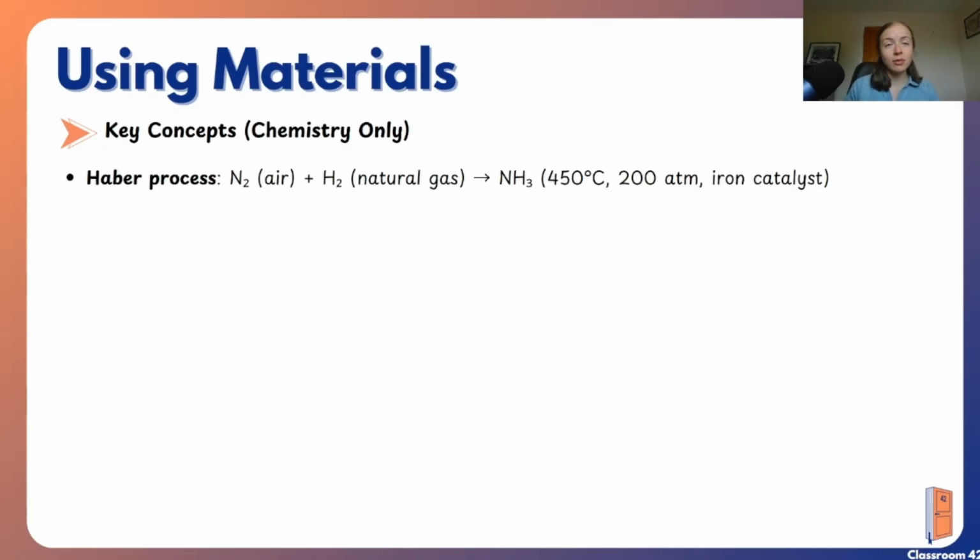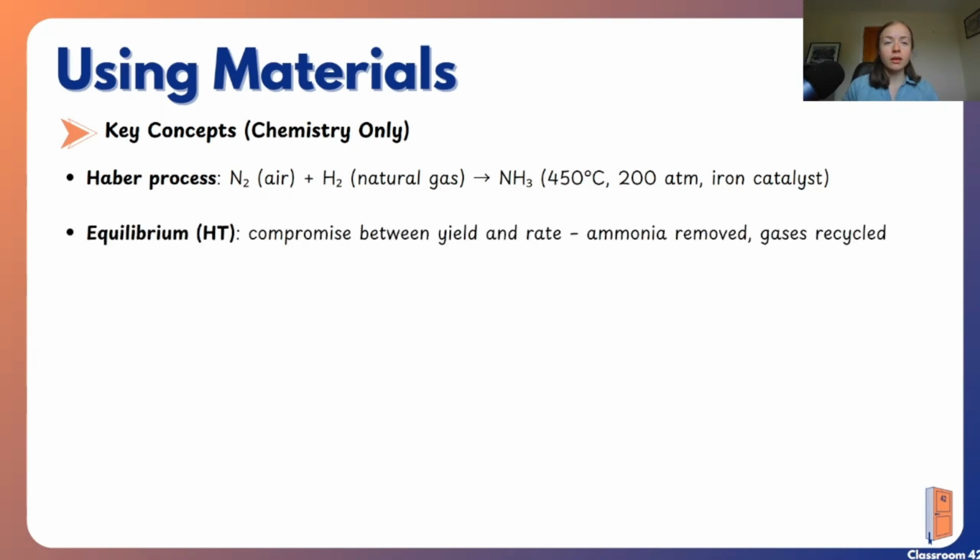Some more concepts in chemistry only is the Haber process, which is producing ammonia from nitrogen and hydrogen gases. You need to know where you get each of those raw materials from: nitrogen from the air and hydrogen typically from natural gas, and also the conditions needed to make ammonia. So that's 450 degrees Celsius at 200 atmospheres in the presence of an iron catalyst. If you're a higher tier student, you also need to talk about the Haber process and the concept of it being an equilibrium, and that there's a compromise between the yield and rate of the reaction.